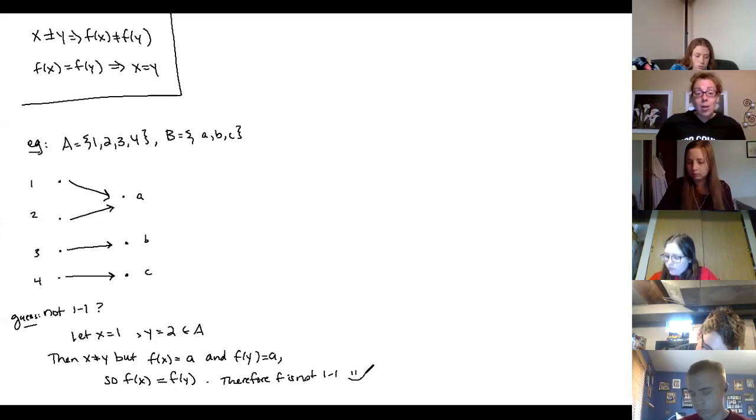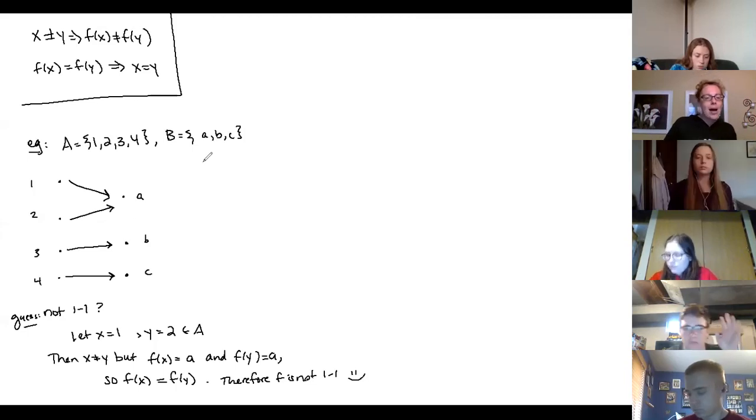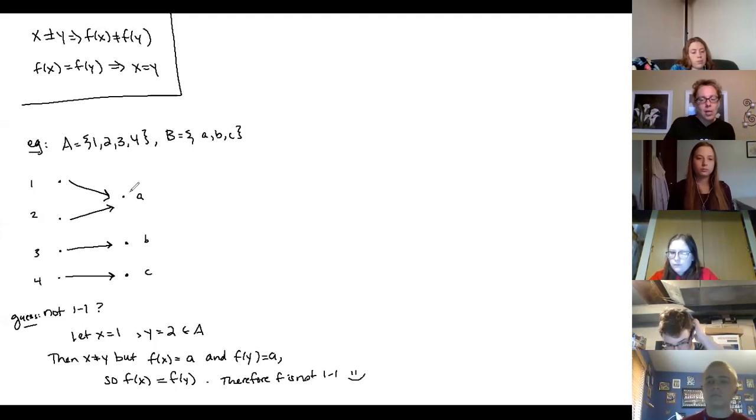Super easy to tell with an arrow diagram. Really, really easy to tell. If you have 2 arrows pointing to the same output, not 1-to-1.